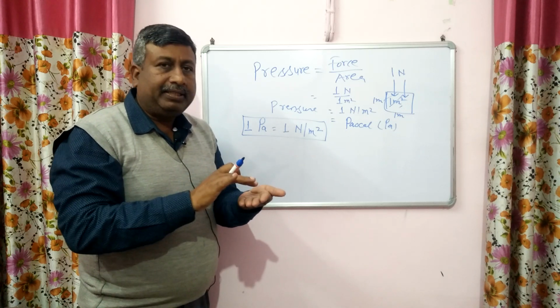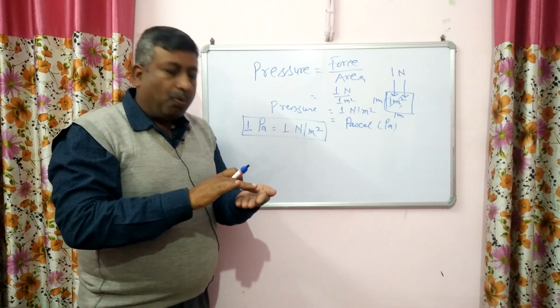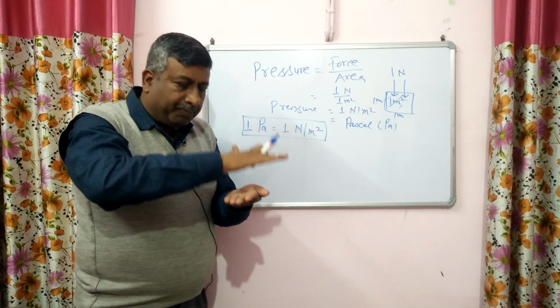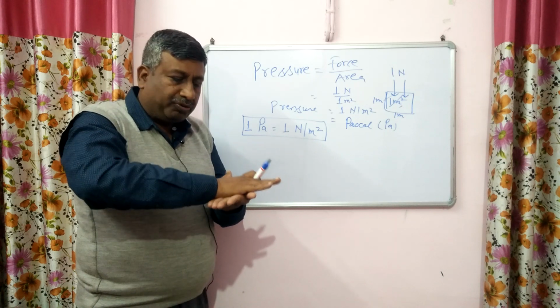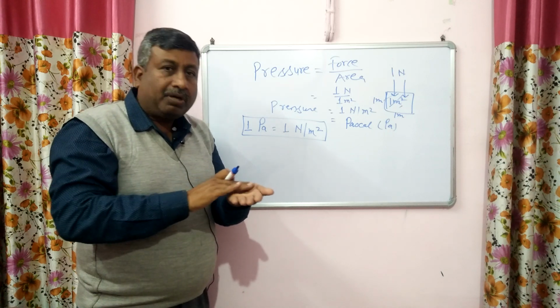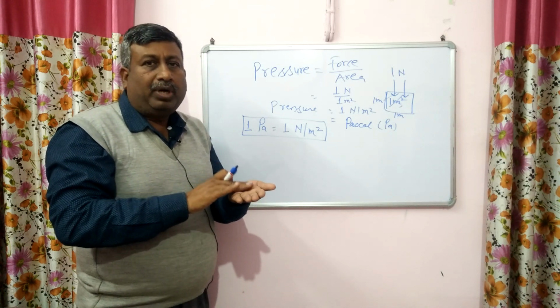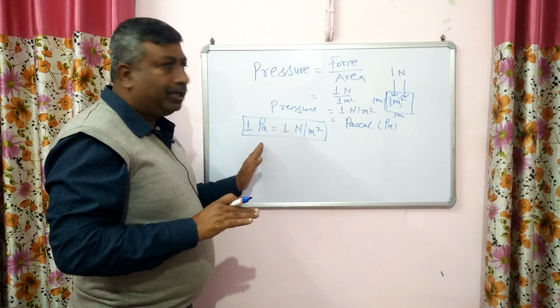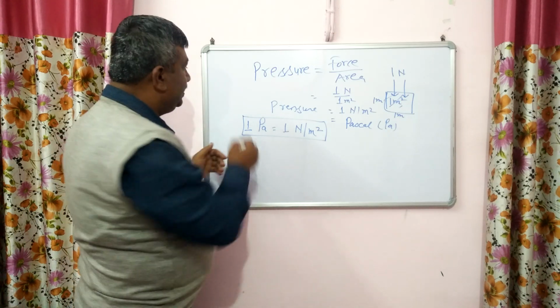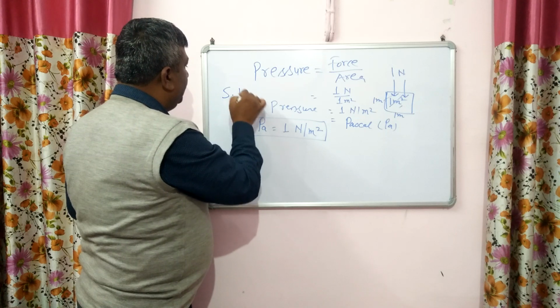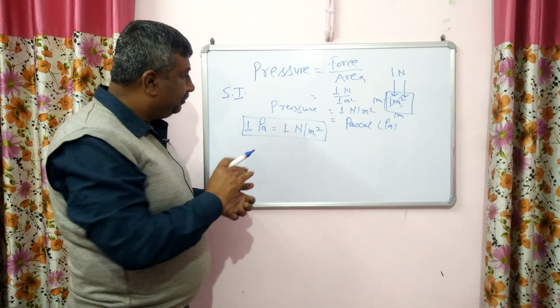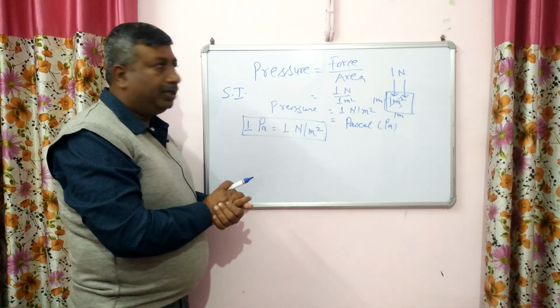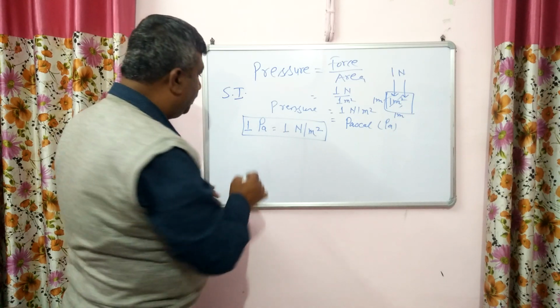Suppose, although it is not like that, but suppose the area of my palm is 1 square meter and I am putting 1 Newton force on this 1 square meter area, then the pressure on the palm will be 1 Newton per square meter or 1 Pascal. So Pascal is the SI unit, International Standard Unit. Is it clear? And the other unit of pressure is bar.